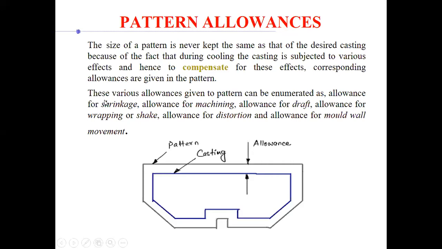These various allowances given to the pattern can be enumerated as allowance for shrinkage, that is basically shrinkage allowance, allowance for machining, machining allowance, allowance for draft, allowance for warping or shake, allowance for distortion, and allowance for mold wall movement. Okay, and to understand allowance, you have this example.